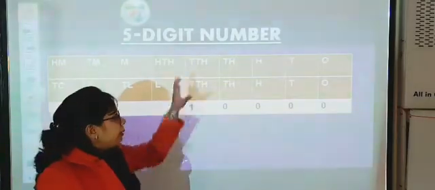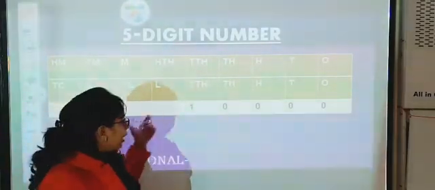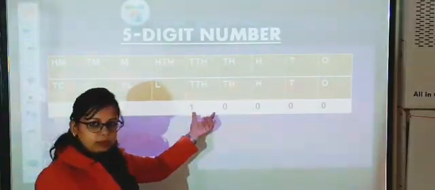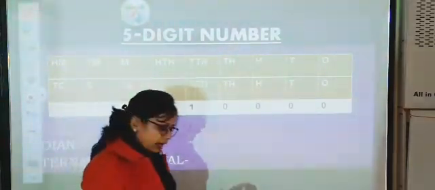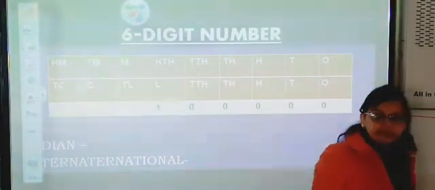Means जब हमारे पास 5-डिजिट नंबर होगा तो अगर हमें इंडियन नंबर सिस्टम में इसको नंबर नेम देना होगा तो भी 10,000 आएगा, इंटरनेशनल में देना होगा तो भी 10,000 ही आएगा. Let's see what about a 6-digit number.